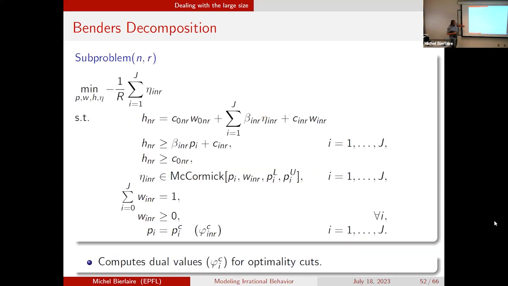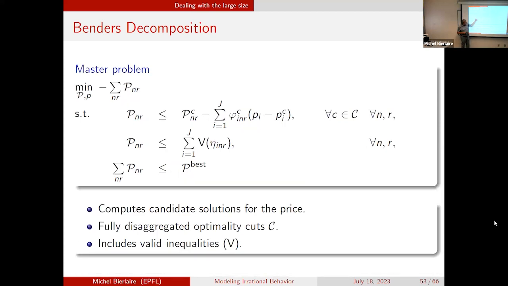So this is the Benders subproblem. For each N and R, we want to maximize the revenue, and this is the same specification that we had before. Here, I impose the price to be equal to the candidate that was provided by the master problem, and the dual variable associated with this will be used to generate the cut at the master level. So phi is the dual variable of the subproblem.